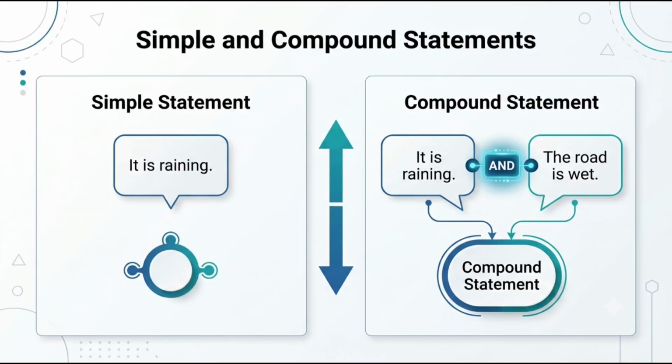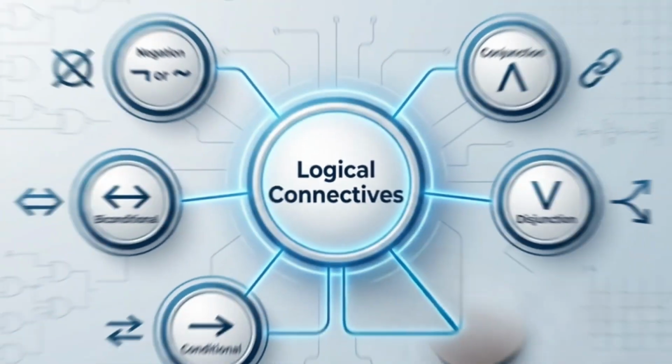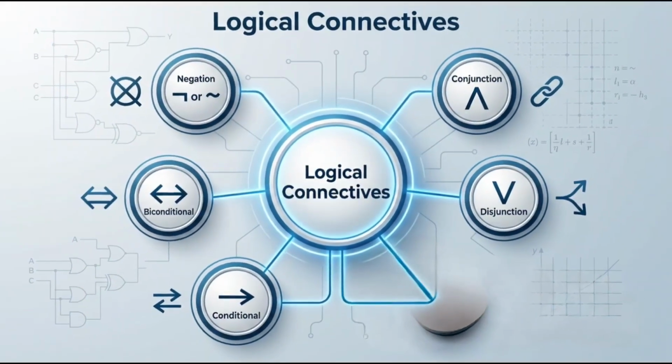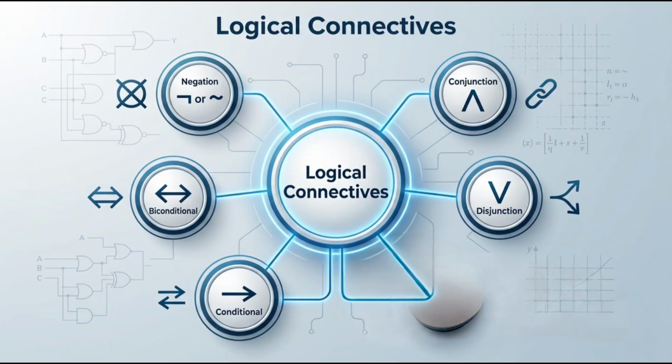Now let's learn about the connectives that join statements together. Logical connectives are words that connect statements to create compound statements. The five main logical connectives are negation, conjunction, disjunction, conditional, and biconditional. Each connective changes the relationship between statements in a different way. We will study them one by one.